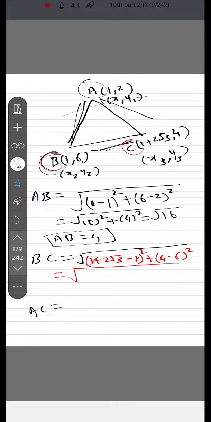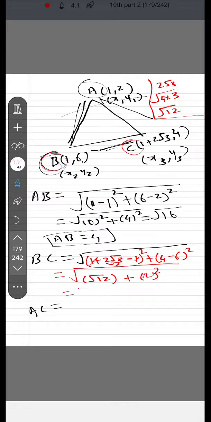So the square of 2 square root of 3: when the 2 goes inside the square root, it becomes 4, and 4 threes are 12. I will explain this in this corner. So the square root of 12, bracket square, not a square. And plus 4 minus 6, which is minus 2 square. So this is equal to the square root of 12 plus 4.